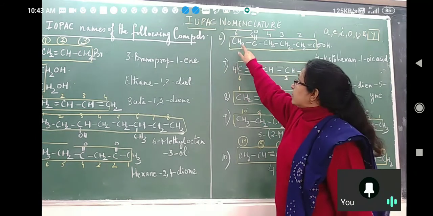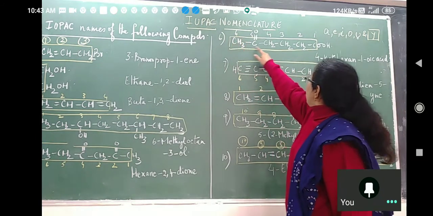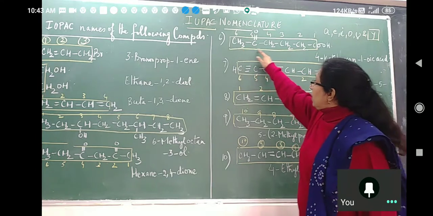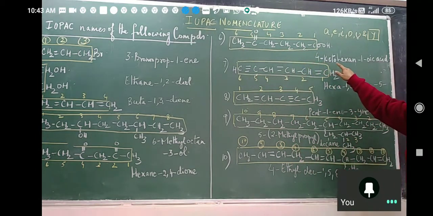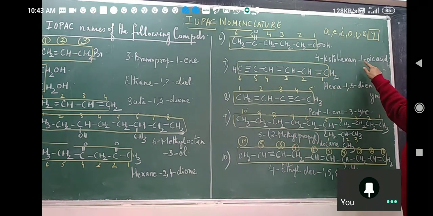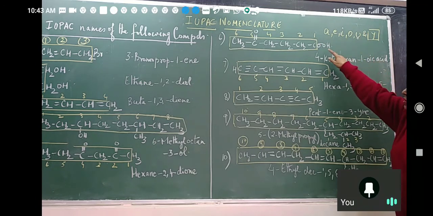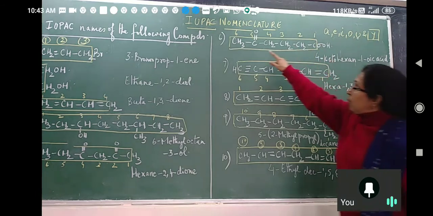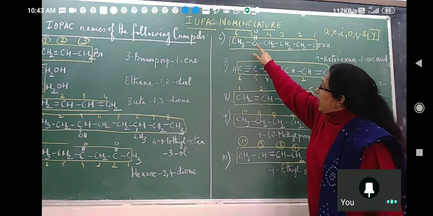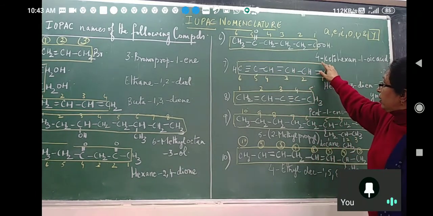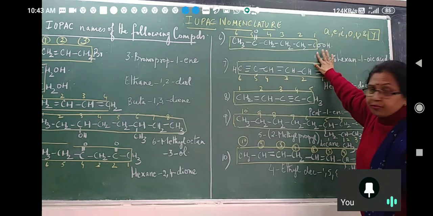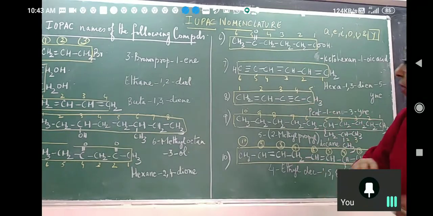Okay. So the root word is hexane because all are single bonds. So it is hexane and 1-oic acid. Oic acid is the suffix for COOH. And what about ketone? We will add a prefix. At the fifth carbon atom, okay, we'll correct this. This is the fifth carbon atom. We have got a ketone.